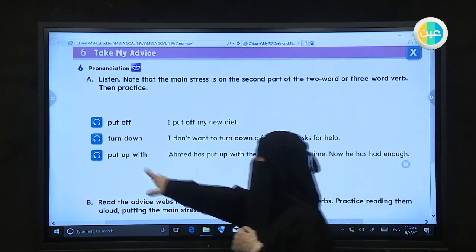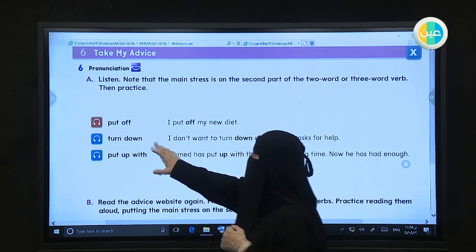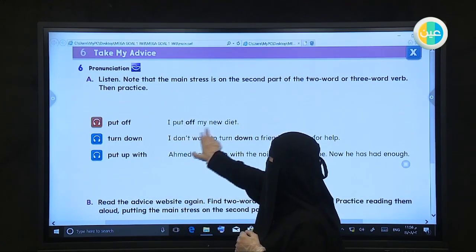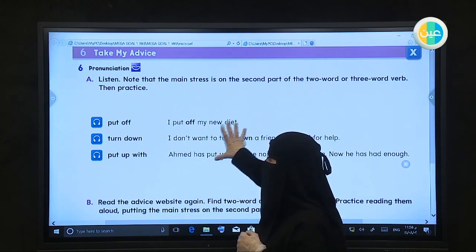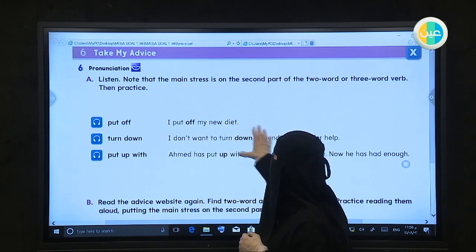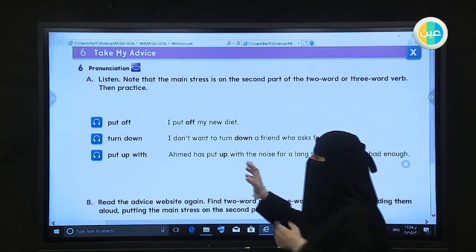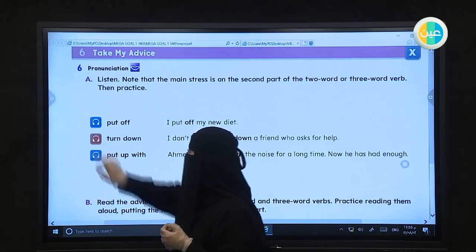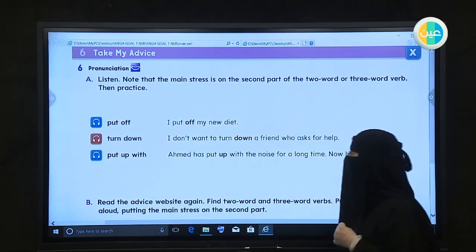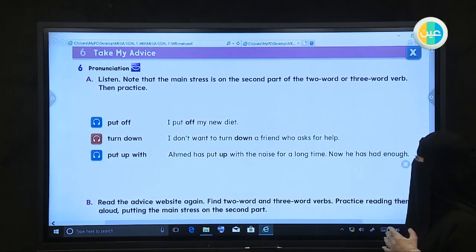Put off. Put off. Put off. So, I put off my new diet. Put off means to delay; the example is, I put off my new diet. Turn down, let's hear it together. Turn down. I don't want to turn down a friend who asks for help.